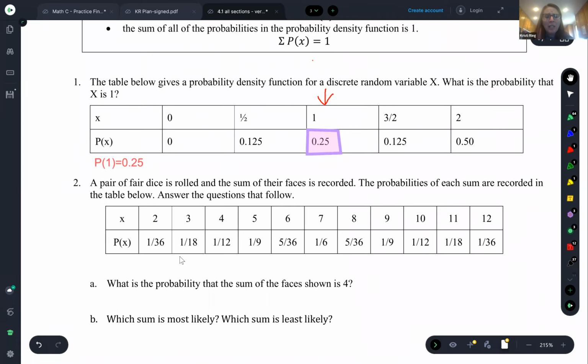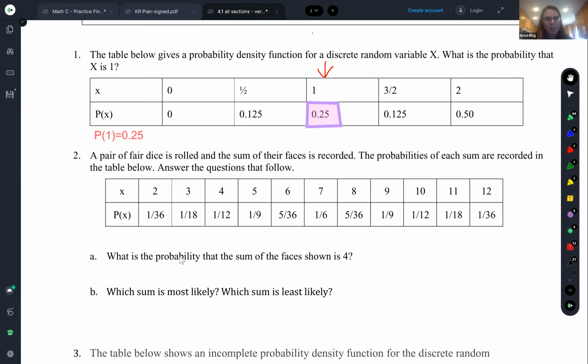Now let's look at number 2. I'm going to take a minute to set this up because we're going to use the same problem a few times throughout this video. We have a pair of fair dice. So that's 2 six-sided dice. And you know how it has the dots, 1, 2, 3, 4, 5, 6. The sum of their faces is recorded. So roll both of them, add up the 2 numbers.